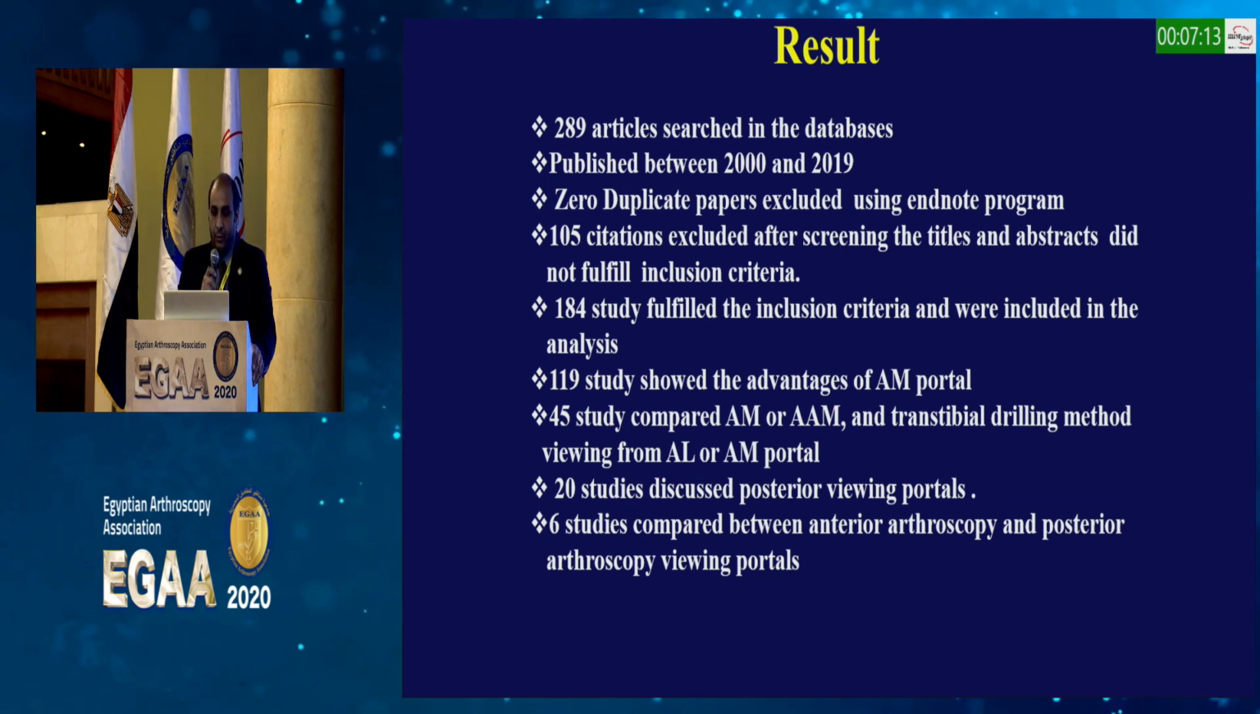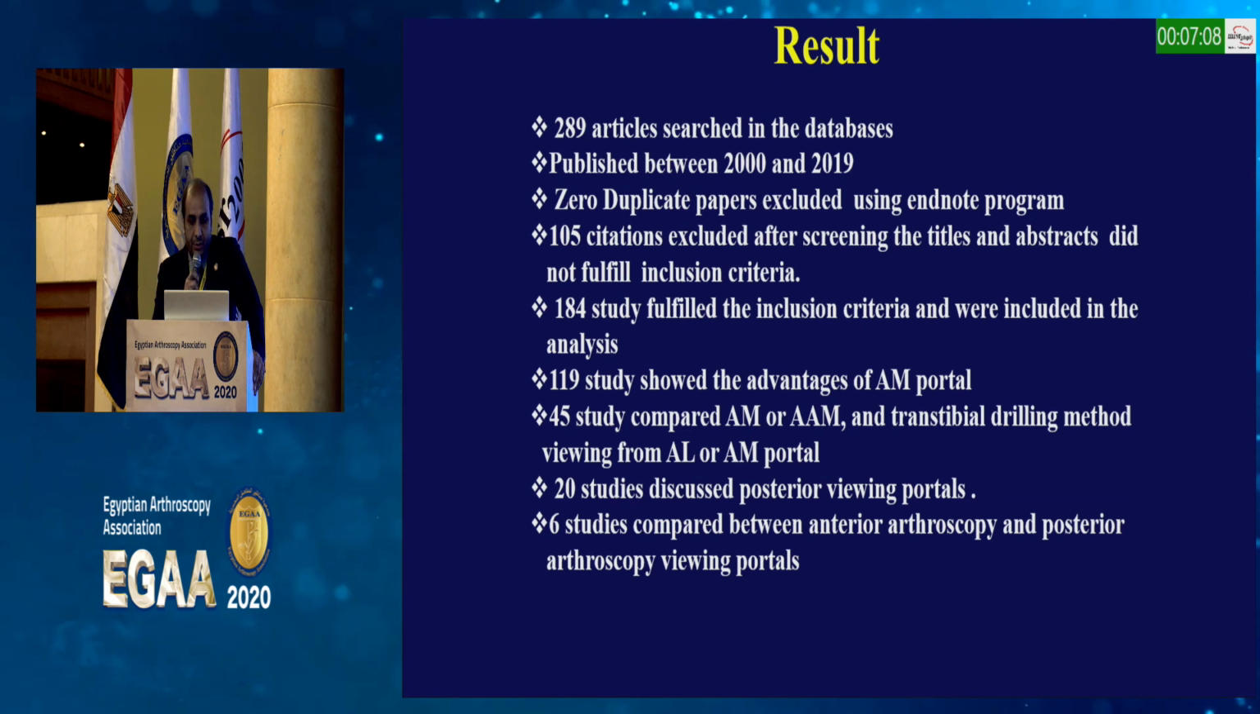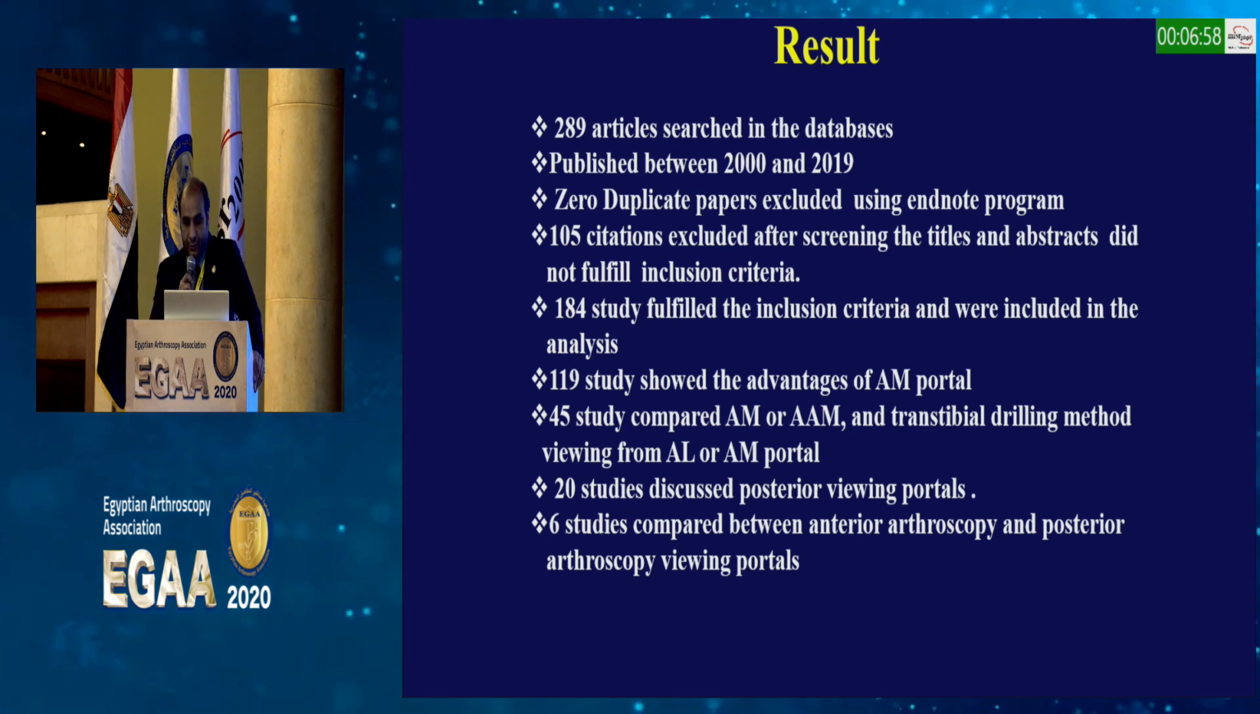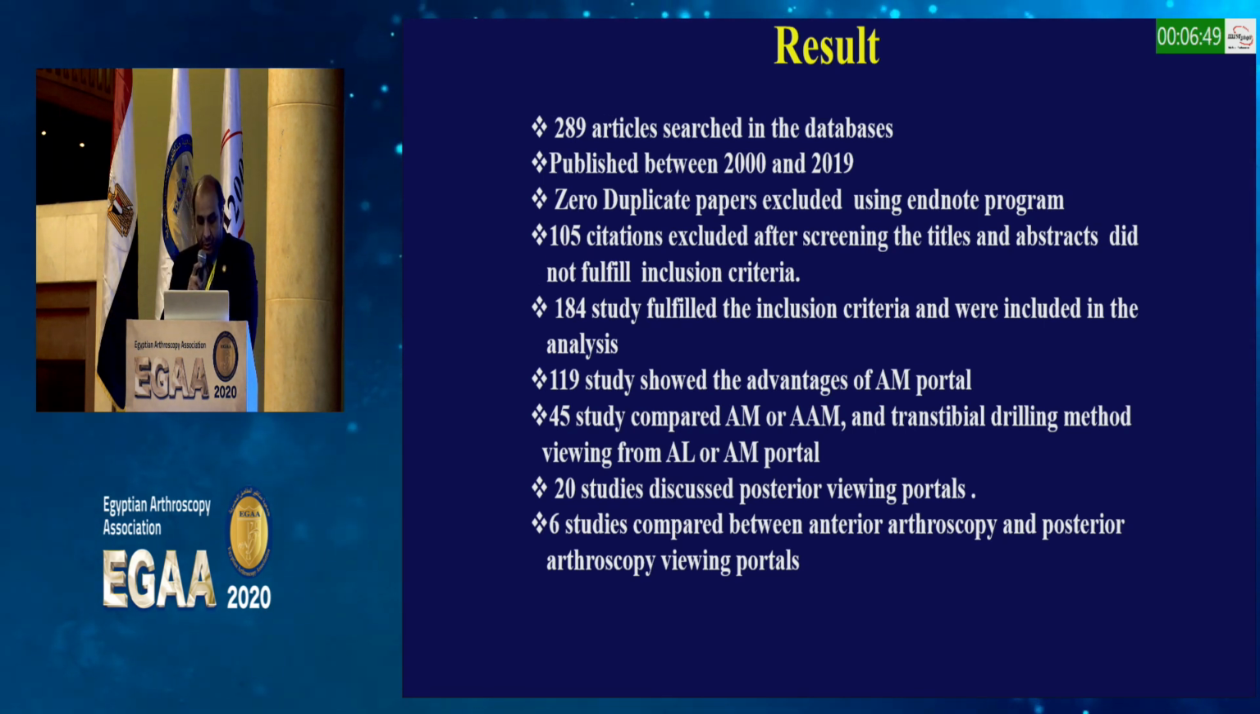This is the result from the original search. We found 289 articles published between 2000 and 2019, with zero duplicates as we searched only PubMed. 155 citations were excluded after reading the title and abstract, as they did not meet our inclusion criteria. 184 studies fulfilled the inclusion criteria and were included.